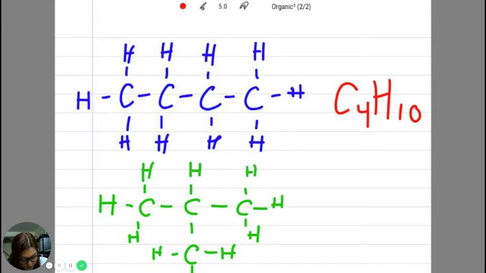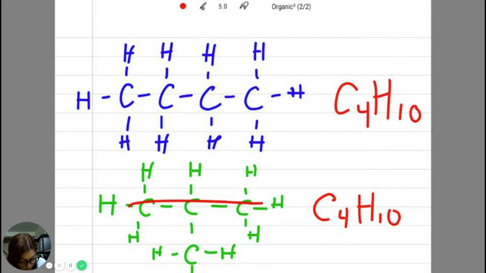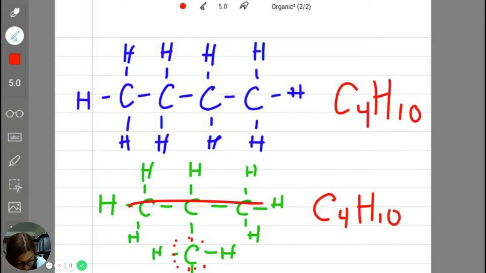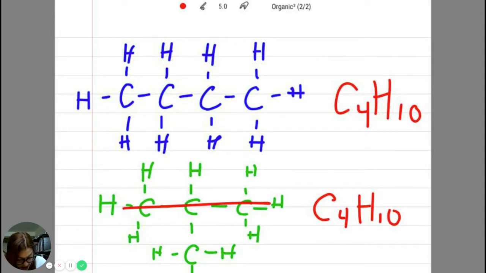Now, this green molecule, its formula is also C4H10, but it is not a straight chain. And you may see right here that we have 3 carbons in a row. And in order to wrap in this 4th carbon here, I would need to drag my pen back and go down, which we are not allowed to do. We cannot bring our pen backwards when we are counting molecules. So really what this means is that I have a propane that has a methyl group dangling off of it.